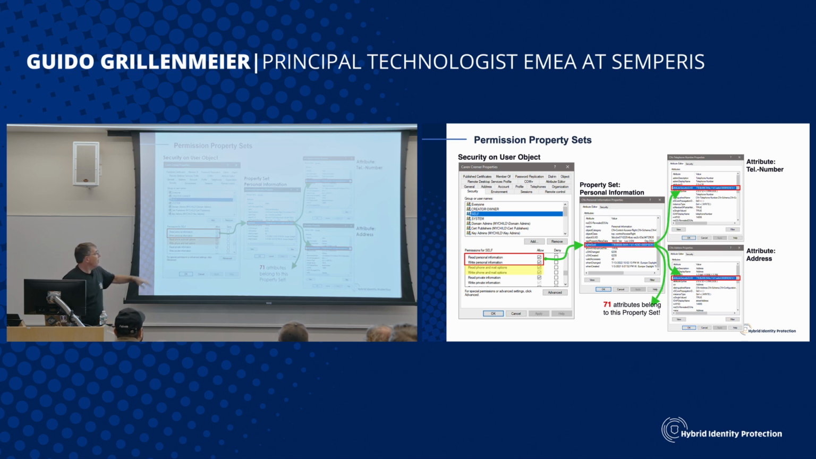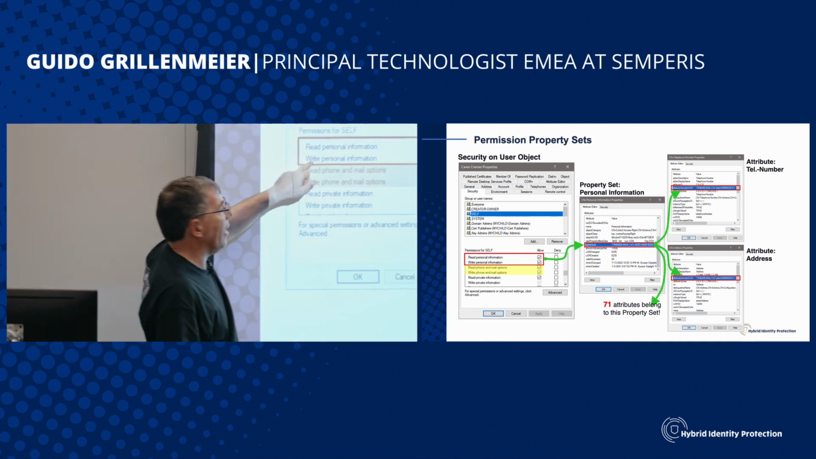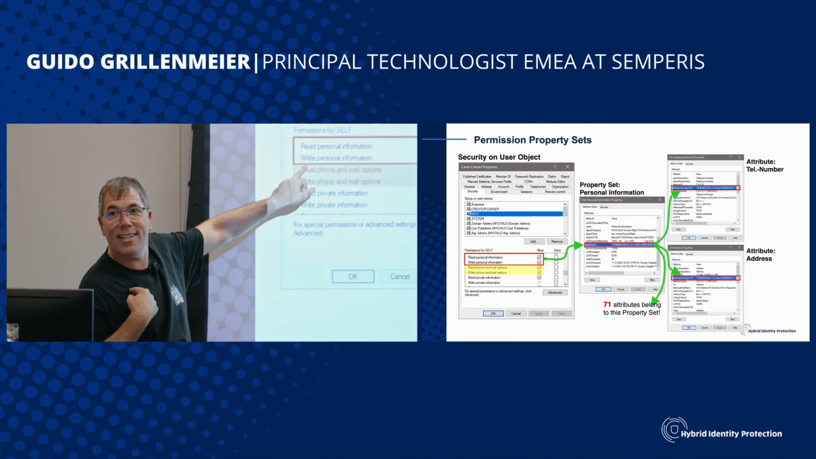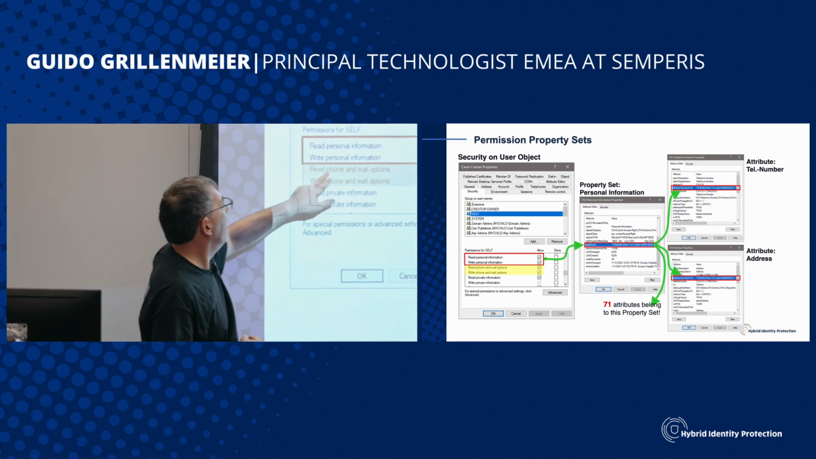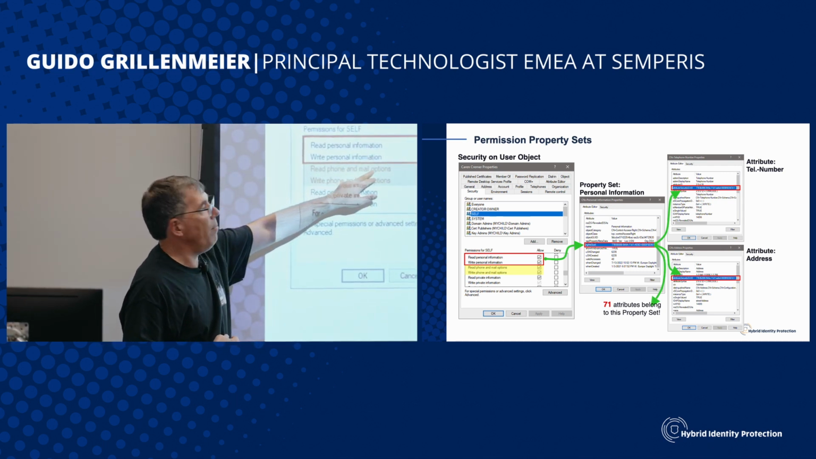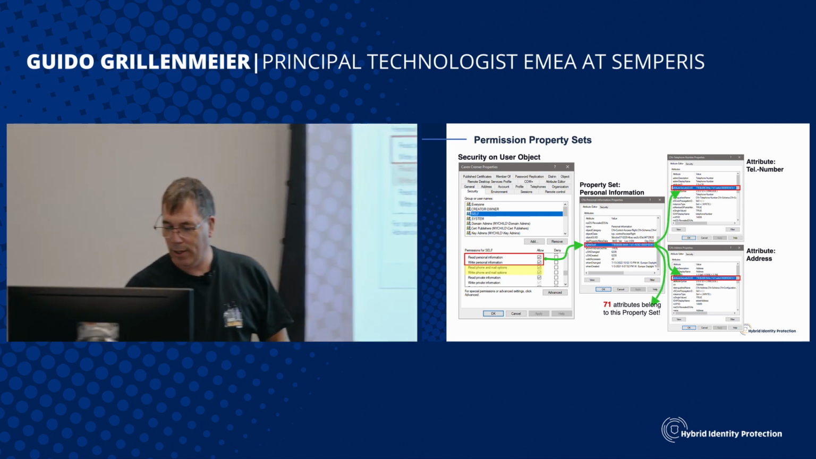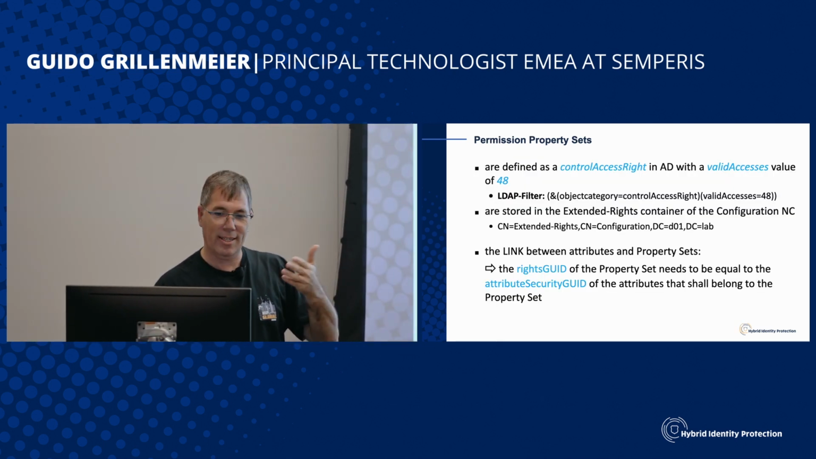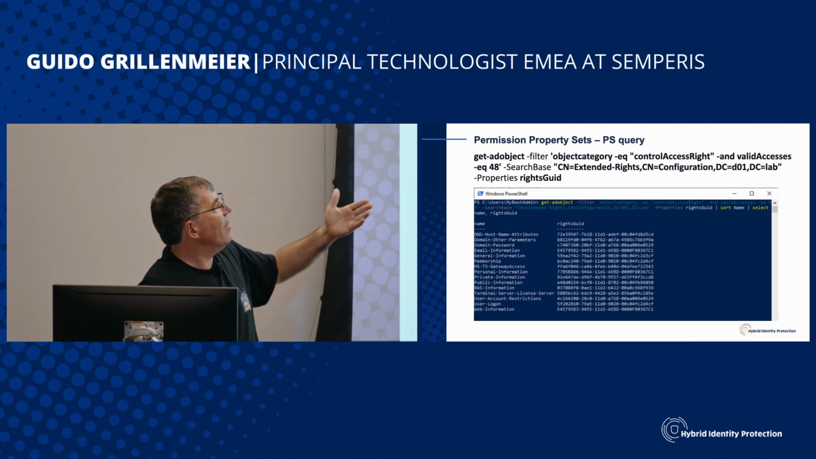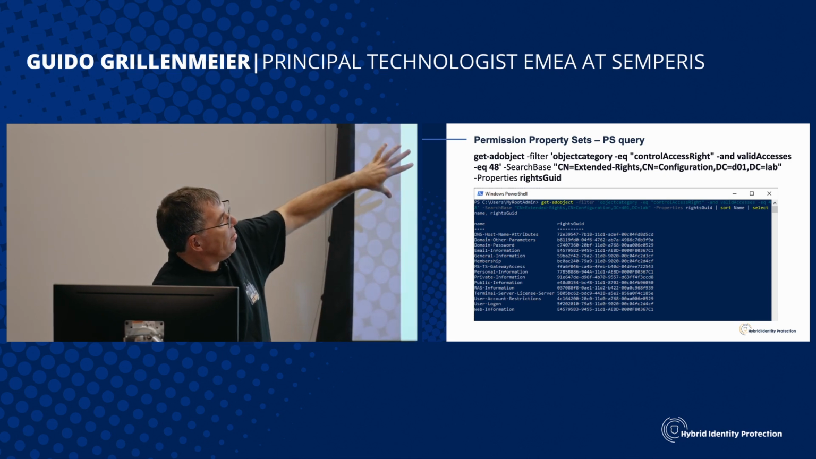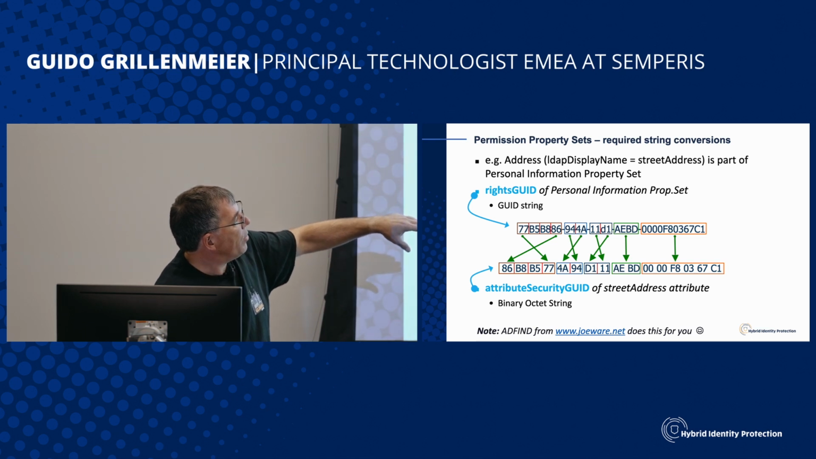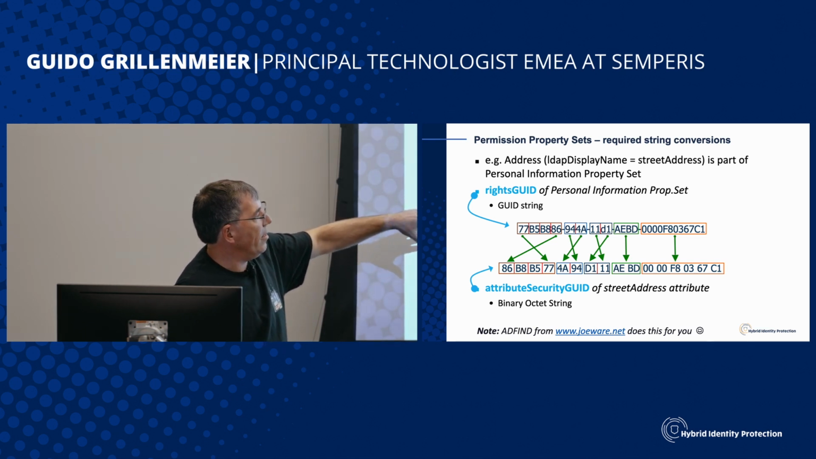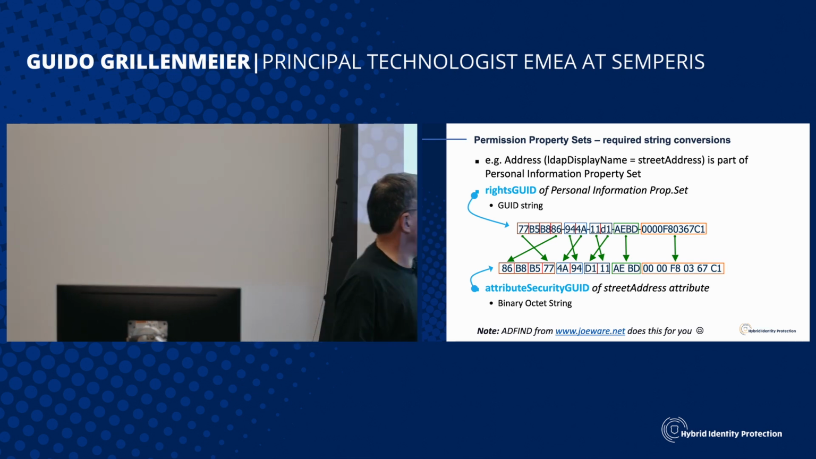Now the funny thing is, I'm actually looking at the self permission here, so I'm even getting write permission as the user to all of these objects. I'm also getting write permissions to, remember this, read phone and mail options. That's another cool one, because if you look into this, I'm going to skip this a bit, but there's a relationship between that rights GUID and the way that you need to do the LDAP query to find the attribute security GUID.